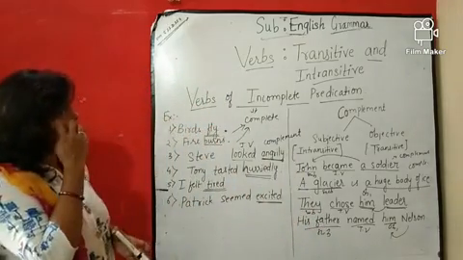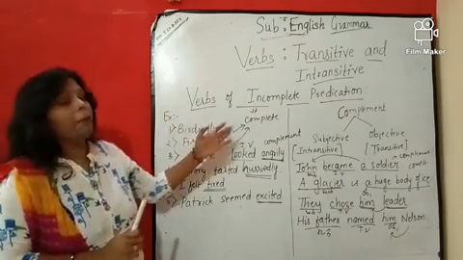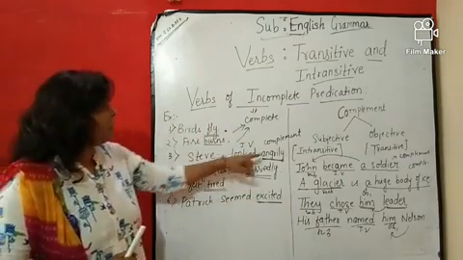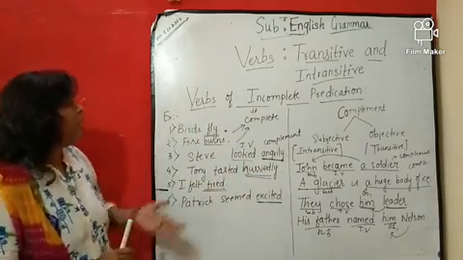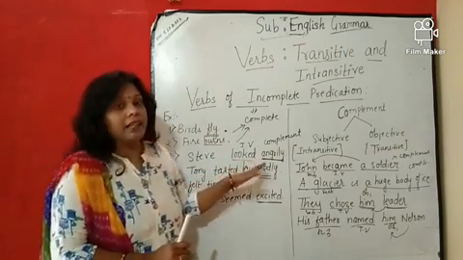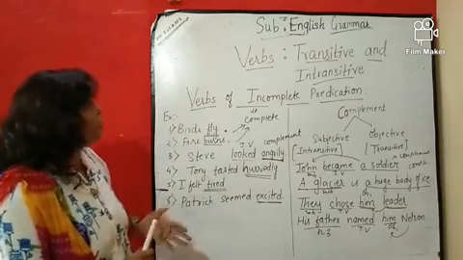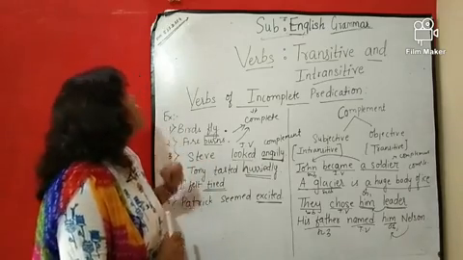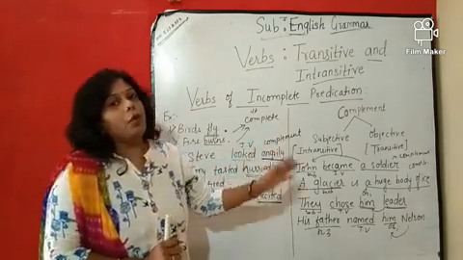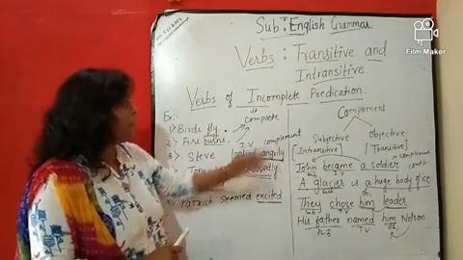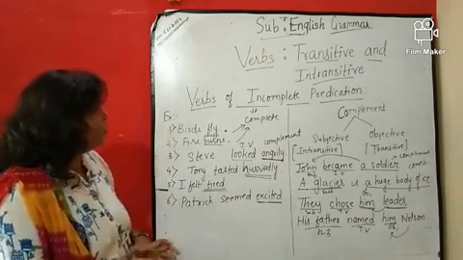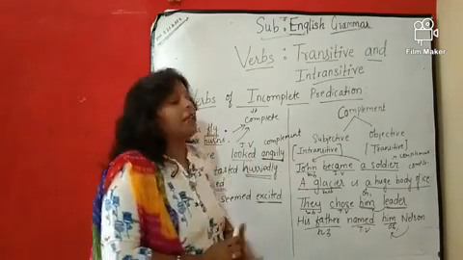So this is all about the verbs of complete and incomplete predication. Whenever we require a complement to make the sentence look complete, the action look complete, at that time we are going to call this an intransitive verb of incomplete predication, right? So this is all about verbs of incomplete predication.